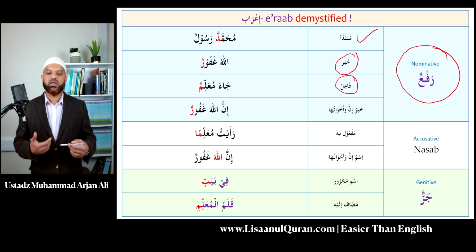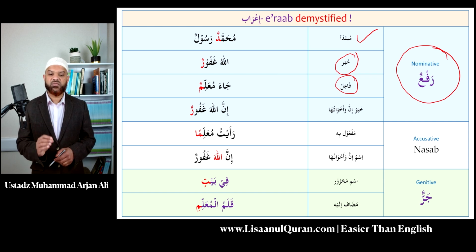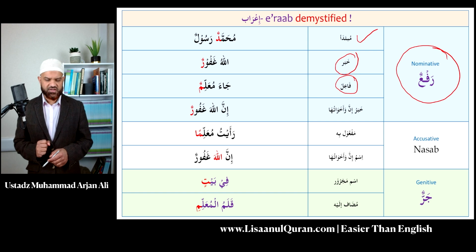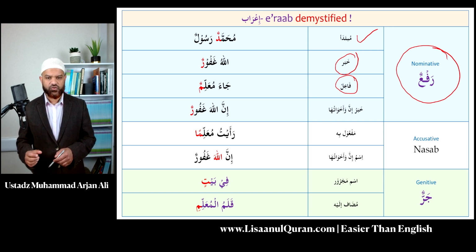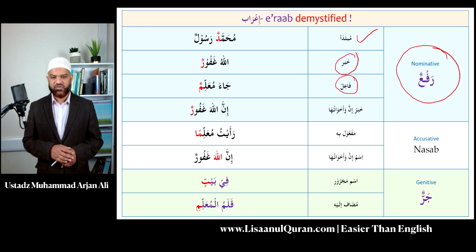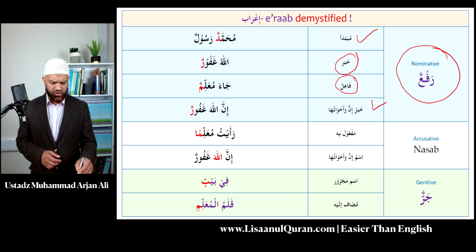Ja'a muallimun. A teacher came. Muallimun is rafa. Why? Because it is the doer of the verb, and that is the third one. You have one more now. When it is the khabar of inna or one of her sisters. And again, example, inna allaha ghafurun. It is in rafa. If I ask you why, you will tell me that because it is the khabar of inna or one of her sisters. So that's the four that we know so far.